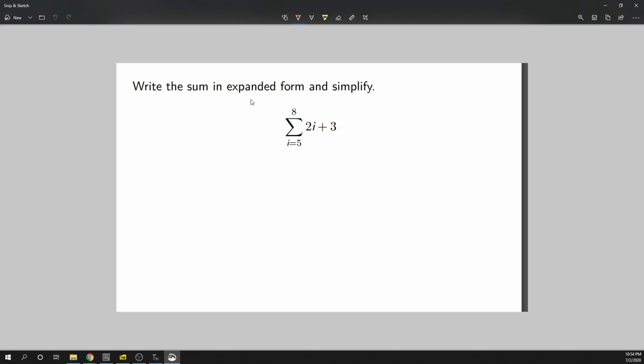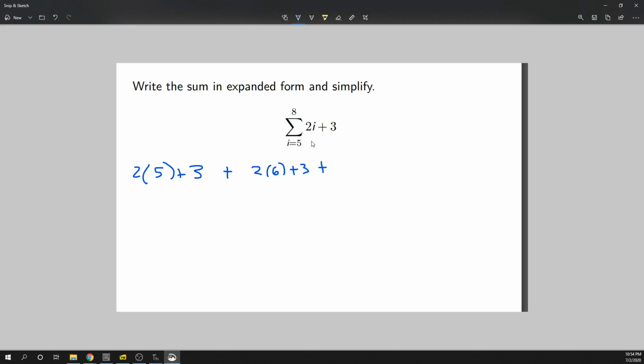It says write the sum in the expanded form and simplify. So the very first thing I would do is plug 5 into the function here, wherever the index variable is. So I plug the 5 in, that's what I would get, and then I would put a plus. And then I would increase that to 6. So now the index variable is 6, plug that in. I would get 2 times 6 plus 3. And then put a plus.